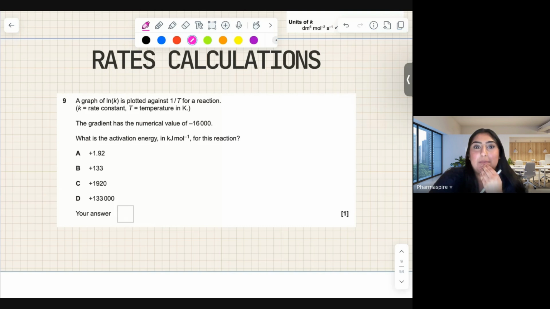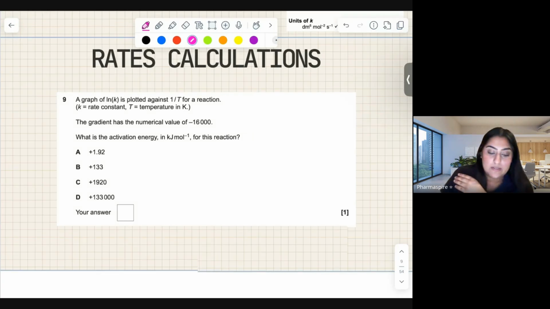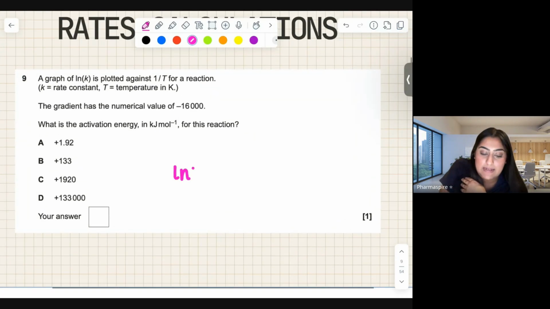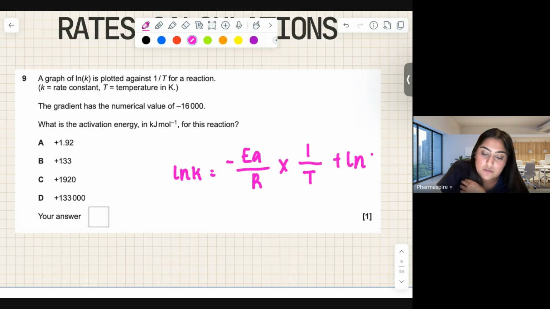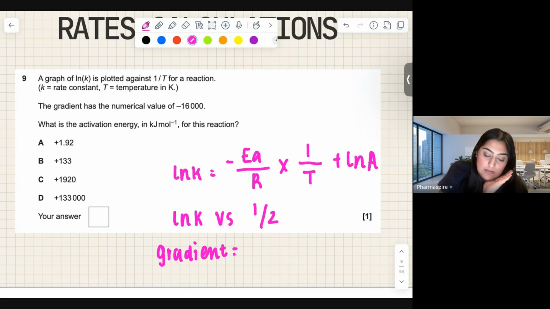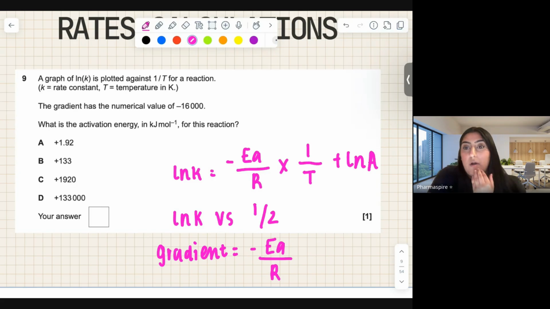Right. There's things that I want you to remember with this. When you've got Arrhenius, the log form is ln k equals minus EA over R times 1 over T plus ln A. If you're going to take anything from this session, get that written down in your book. So on a graph, you've got ln k plotted against 1 over T, and typically your gradient is minus EA over R. That's what you need to know.